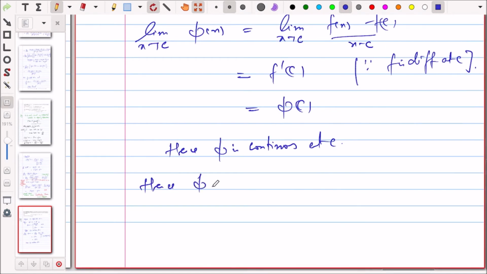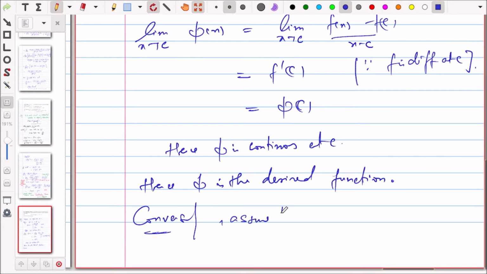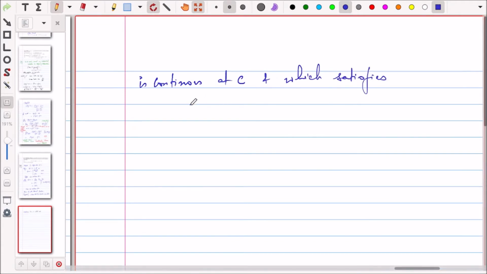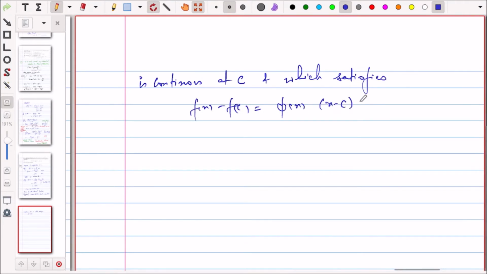Hence phi is the desired function. Conversely, assume that there exists a function phi which is continuous at c and which satisfies f(x) minus f(c) equal to phi(x) times (x minus c) for all x belonging to I.